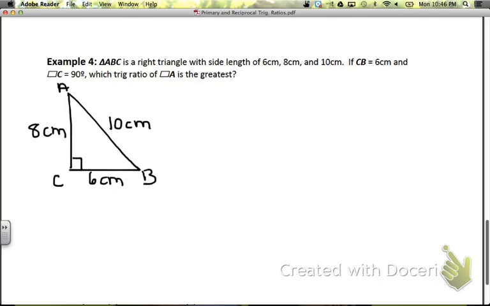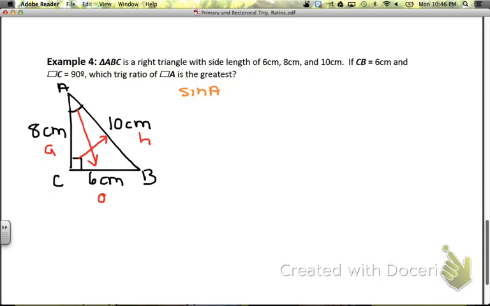Which trig ratio of angle A is the greatest? So we're going to look at angle A here. We're going to do our primary trig ratios and our reciprocal trig ratios. First, let's label our triangle. Looking at angle A, if we draw our arrow to the 6, that's our opposite side. If we draw our arrow from our 90 degree angle, that's our hypotenuse, and side AC is our adjacent side. Now we can look at each ratio.